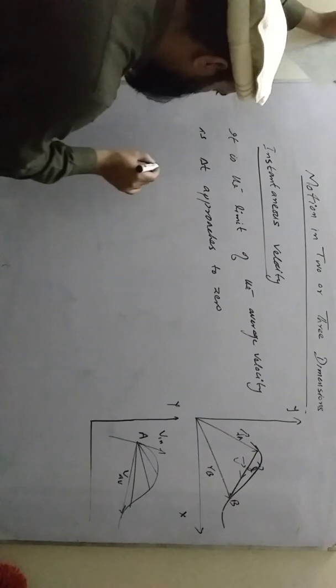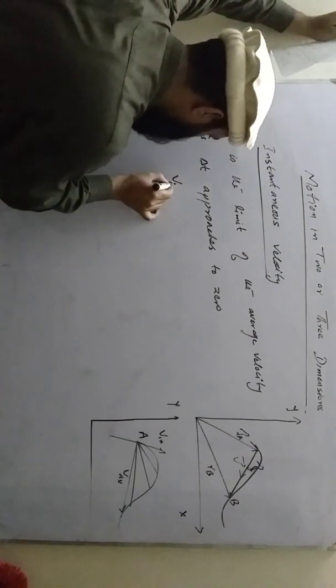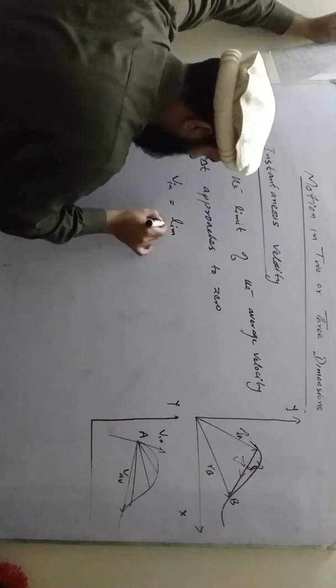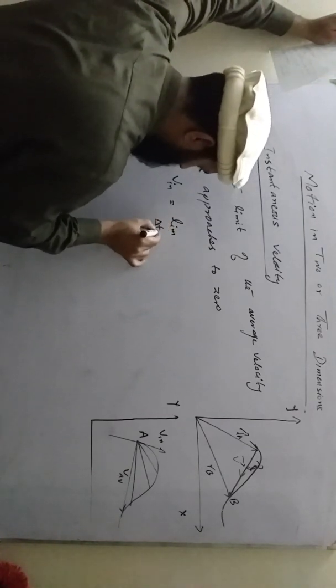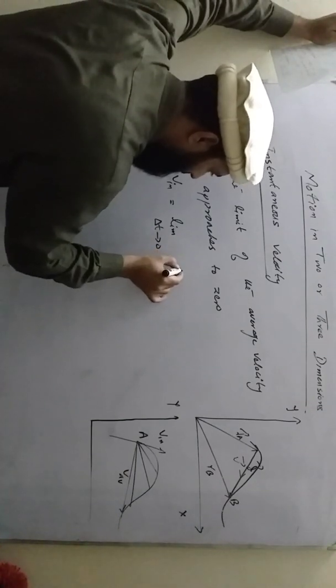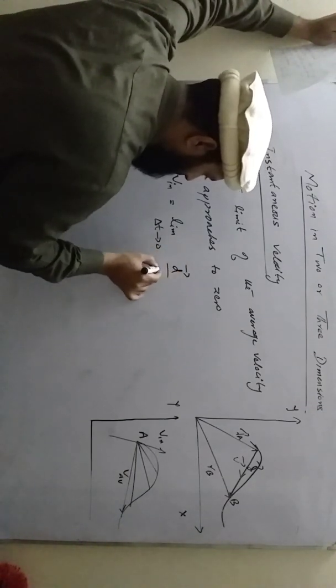It can be written as v instant equal to the limit as delta t approaches 0 of delta d by delta t.